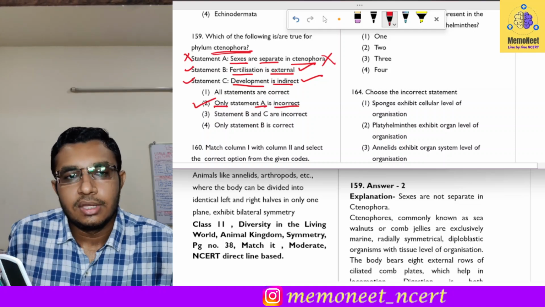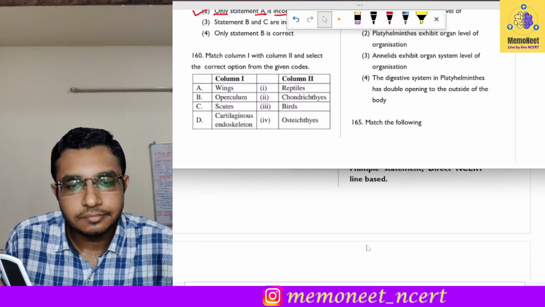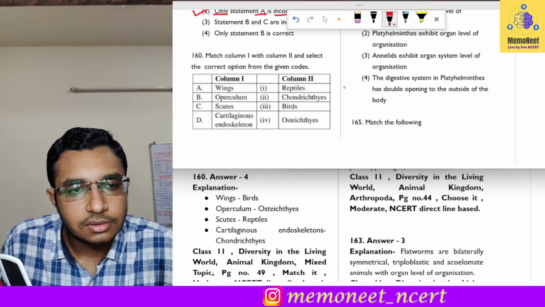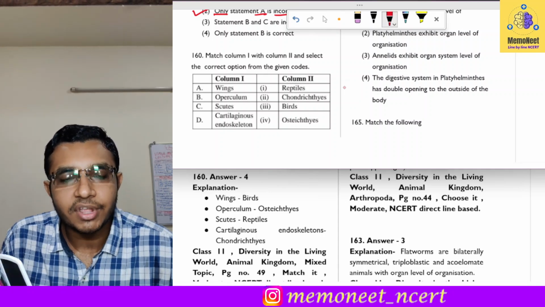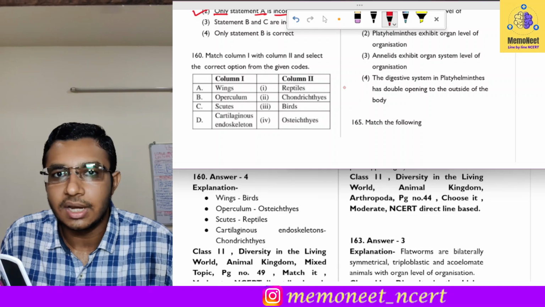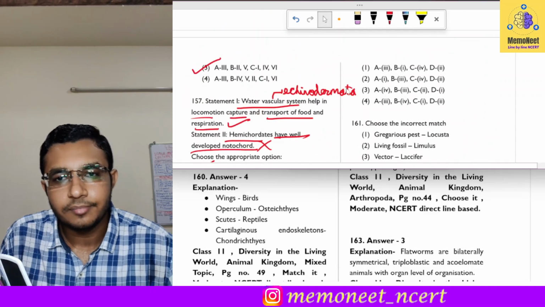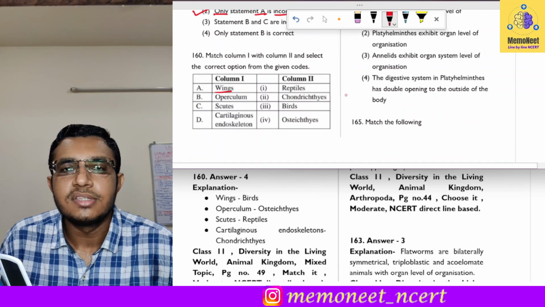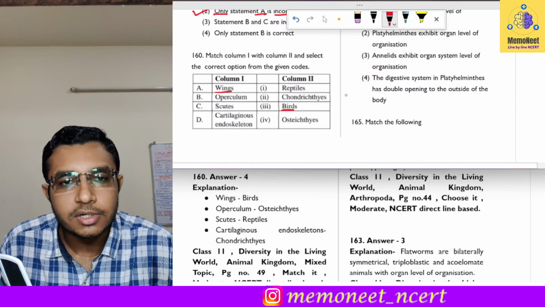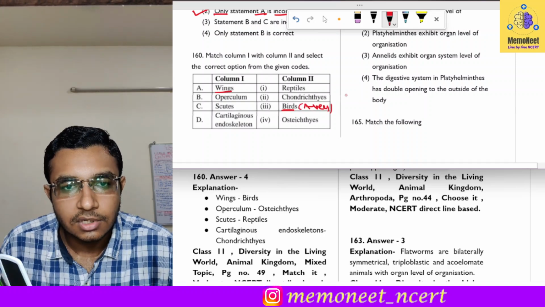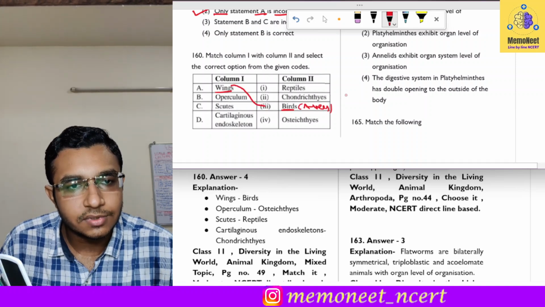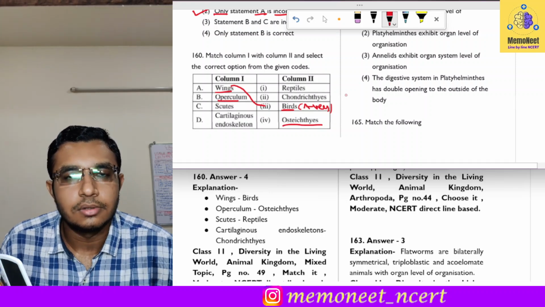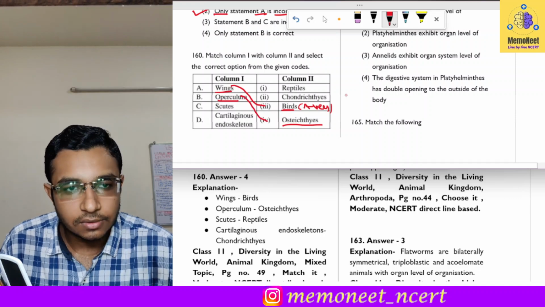Okay, and the next question is question number 160. It is a match the following type of question. In this, certain organs are given and we have to identify which class these organs belong to. Let us see them one by one. First is wings. Wings are found in which class? It is found in birds, or the Aves. So wings are found in birds, so A goes with 3. Next is operculum. The operculum is found in Osteichthyes, or the bony fishes, so B goes with 4.